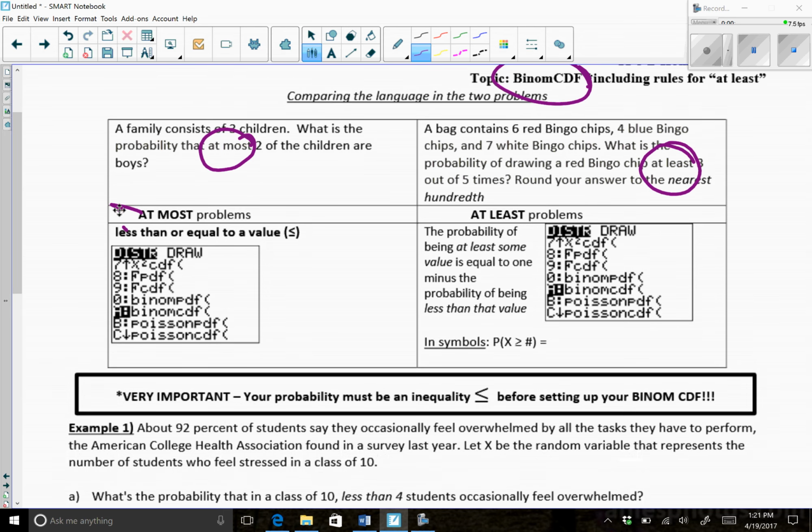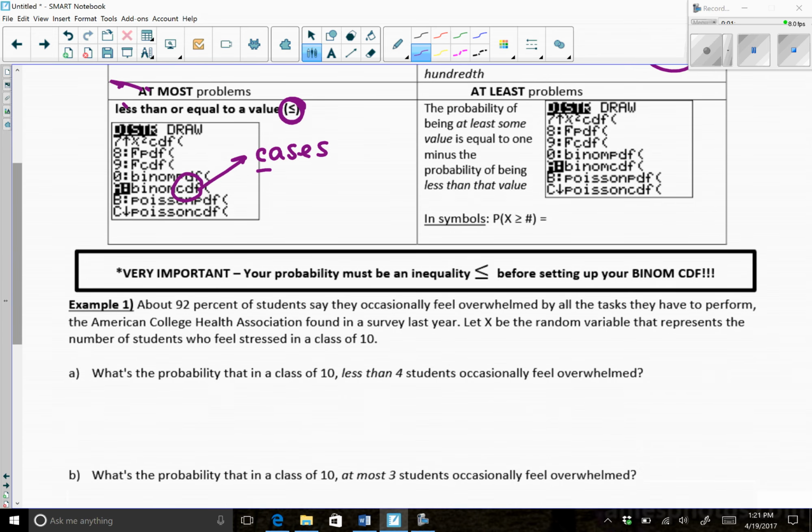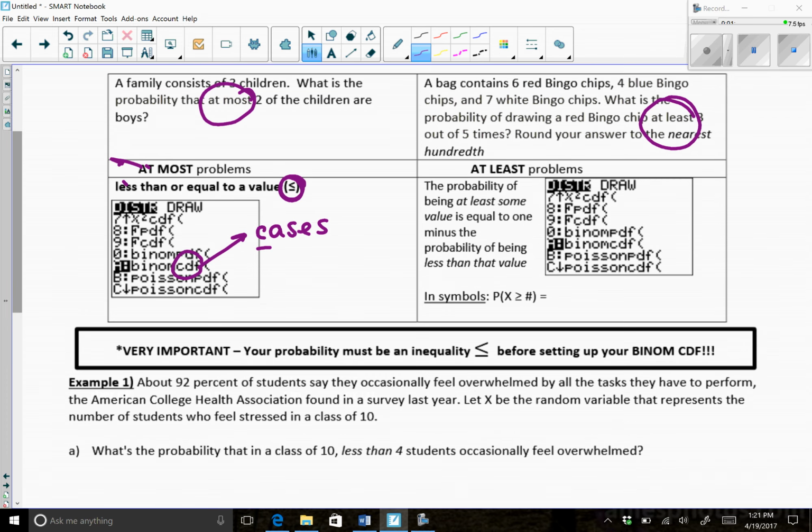I like to think of binomial CDF, and I'm going to use C for the different cases where I can have different outcomes. So C is for cases, where in binomial PDF, P was for perfect. In a binomial CDF, we are less than or equal to in value. We use that inequality symbol, and we're good to go after we set up our equation and what we're plugging into the calculator. For at least problems, it's a little different because at least is a greater than or equal to inequality symbol.